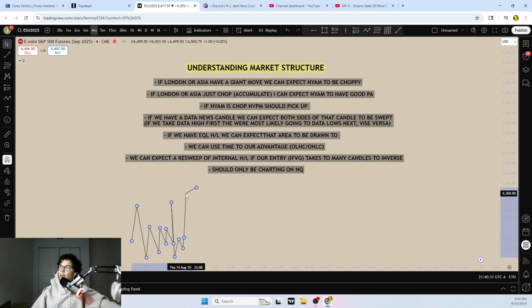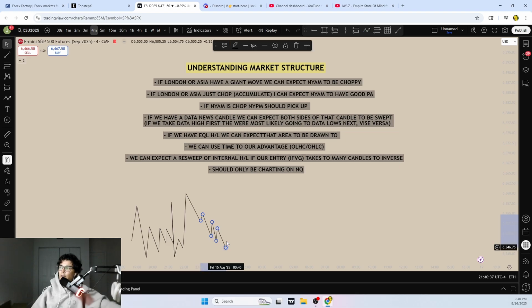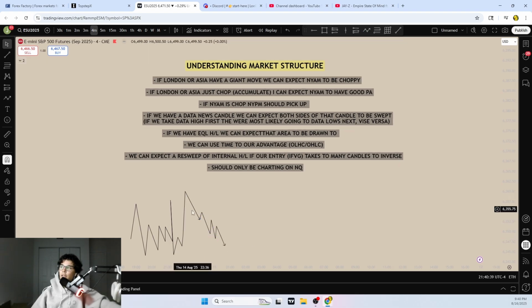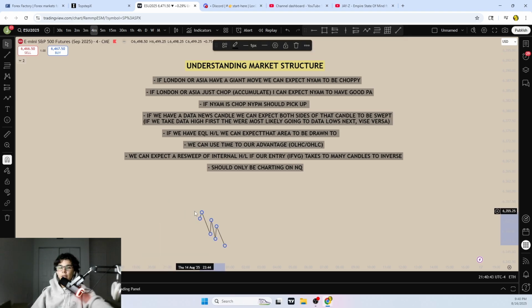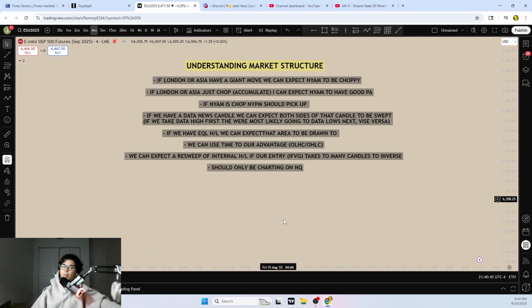If we take out the highs first, we're most likely going to want to draw to the lows after. That's just how delivery candles work. If we take out one side, we're most likely going to reverse and go to the other side. That is a good point to know, because when I didn't understand that, it made it a lot harder, especially when we had pre-market news.